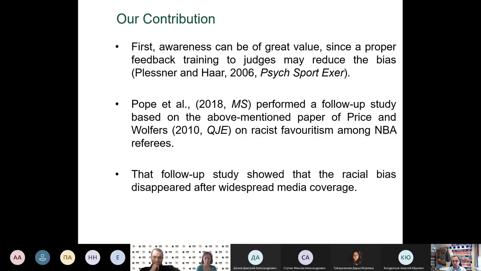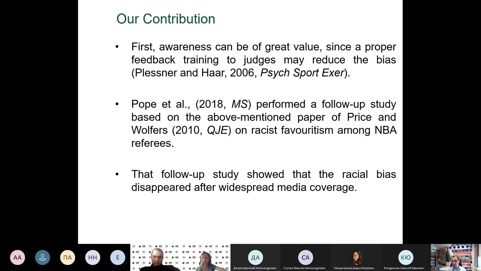Okay? So we go back to this setting and we want to see whether it still remains. Why is it important? So first of all, awareness of a problem is of great value, because you need really good feedback to judges to reduce this bias. And as evidence, you remember the paper on basketball that referees assigned more fouls against players from a different race. There was a big scandal in the news.